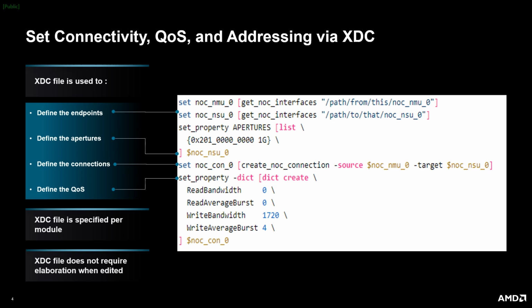The next line creates a NOC connection between the NMU and the NSU and stores it to a variable called NOCCon0. Finally, the setProperty command provides all the QoS properties related to the connection. With this XDC, we've found the NMUs and NSUs in the design, created connections between them, and applied the QoS constraints to those connections. Fairly straightforward.